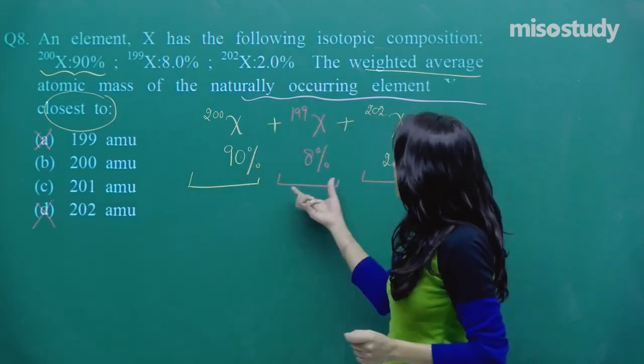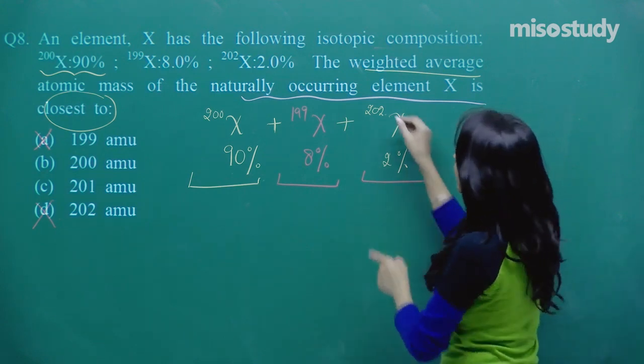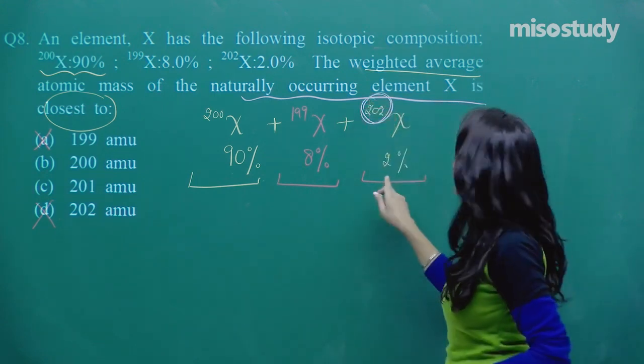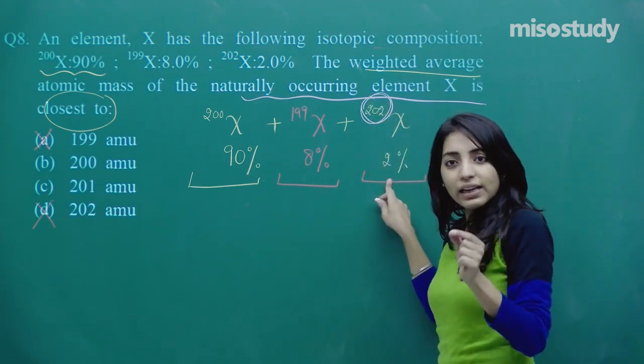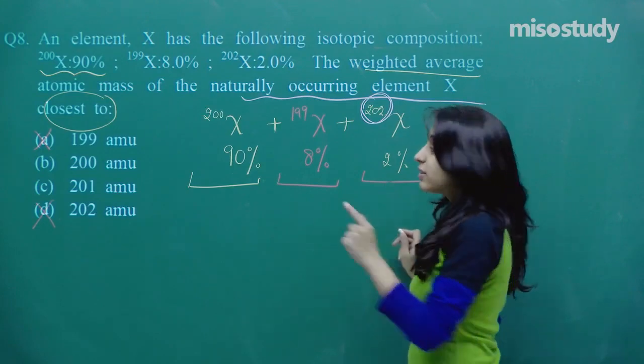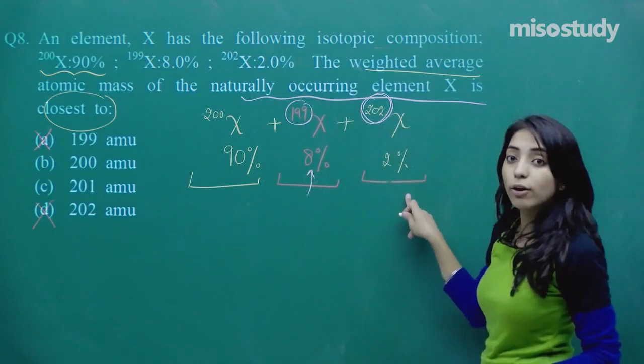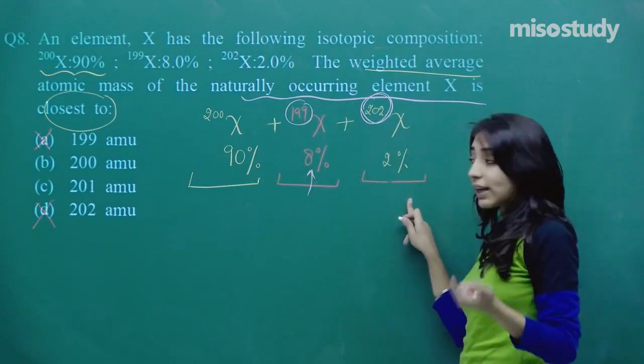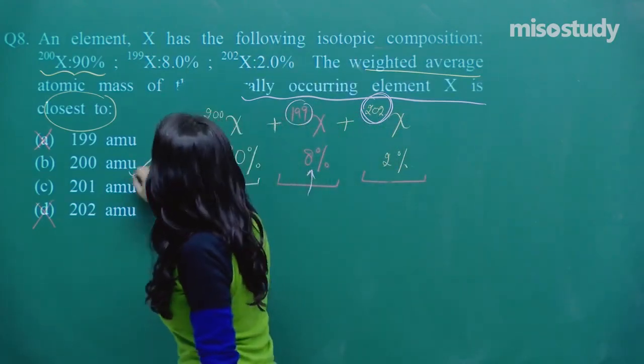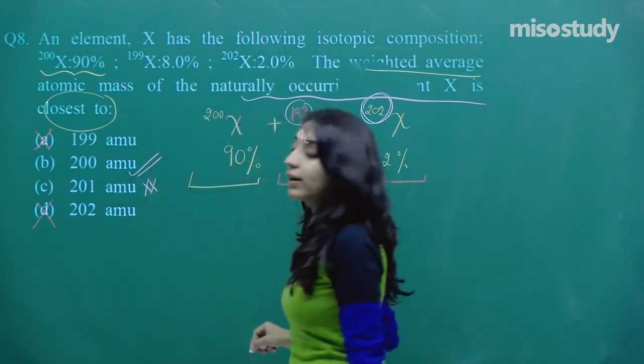But guys, the percentage of the higher mass number is very less. It's 2%. Very, very less, right? Whereas the percentage of the lower atomic number is much higher compared to that of 202, right? So the number will be close to 200 and not to 201.